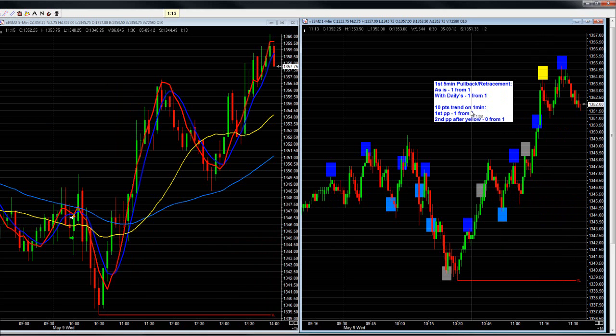These two have been striking about 70%, but as of the last few weeks, especially the second PowerPoint after yellow, it's had a bit of a tough time and the strike rate isn't quite as high. But it's still an area to keep an eye on, and you'll certainly learn something from it.